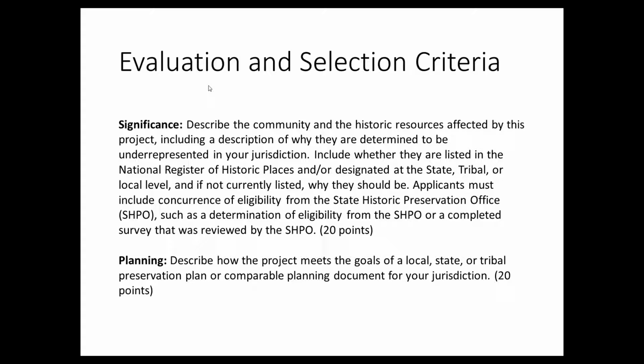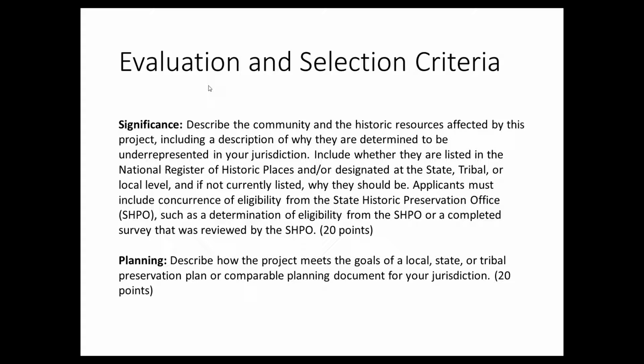So let's talk a little about the criteria that we use to select the underrepresented community grants. First is significance. This is a real important part, kind of the guts of the application, defining the criteria. So we need you to describe the community and the sort of resources that this project involves, and tell us why you have determined that they are underrepresented in your jurisdiction. So that could be within your state, within your community, within your tribe. We need to know why this type of resource has not been nominated before. Tell us if they're already listed in the National Register or state, tribal, or local level designation, and if they're not listed, why they should be.